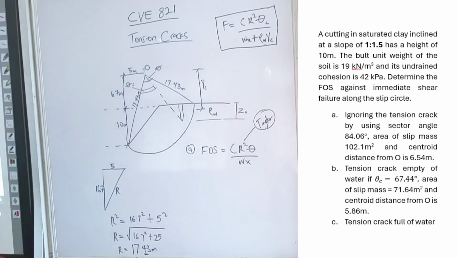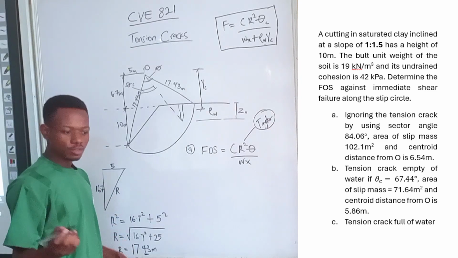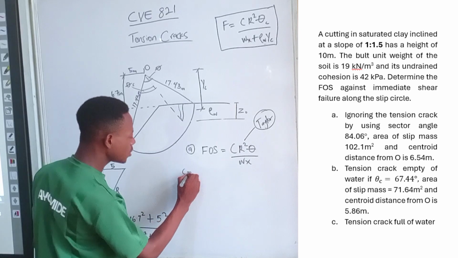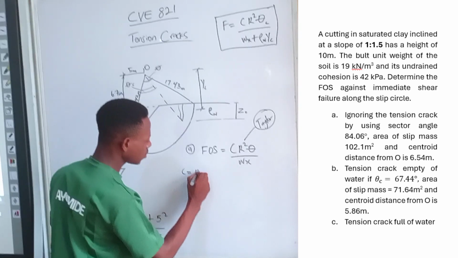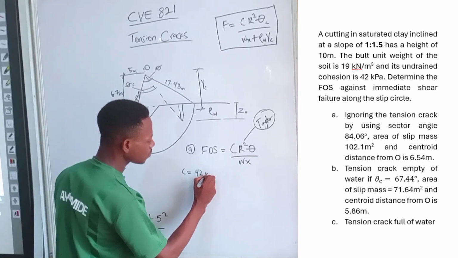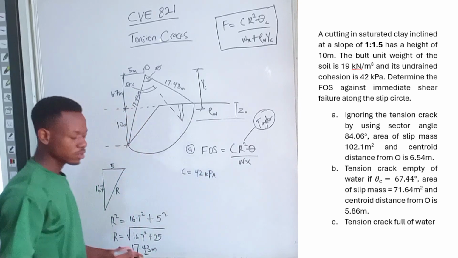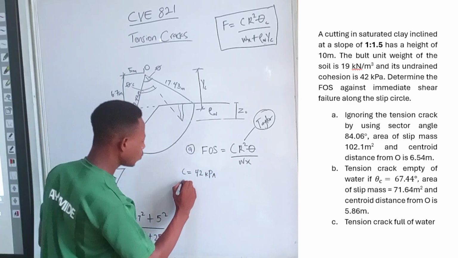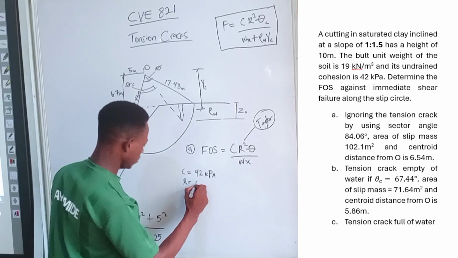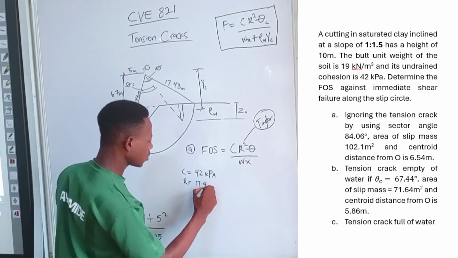Now we are ignoring the tension crack, because that's what part A says we should do. From the question, C was given as 42 kilopascal. Then we know our R as 17.43.